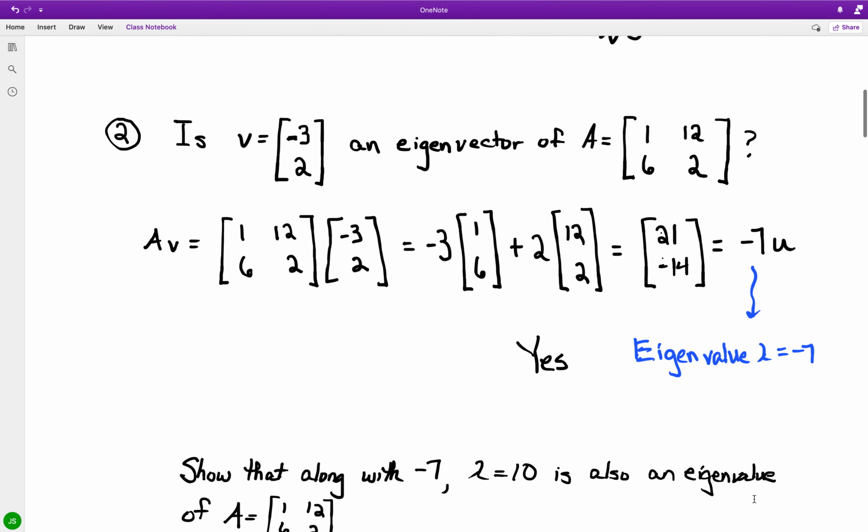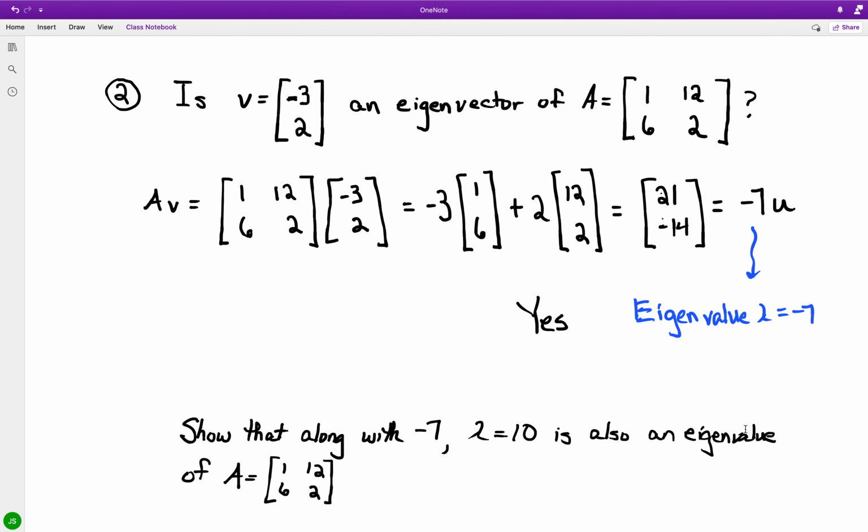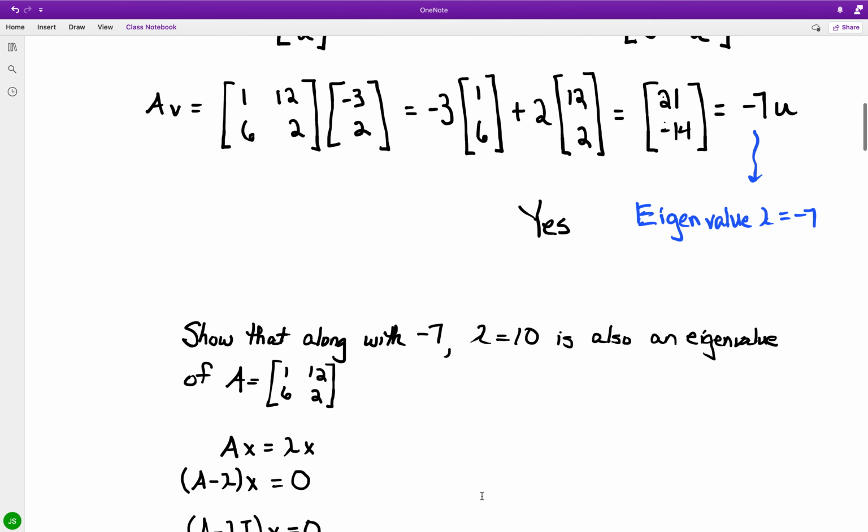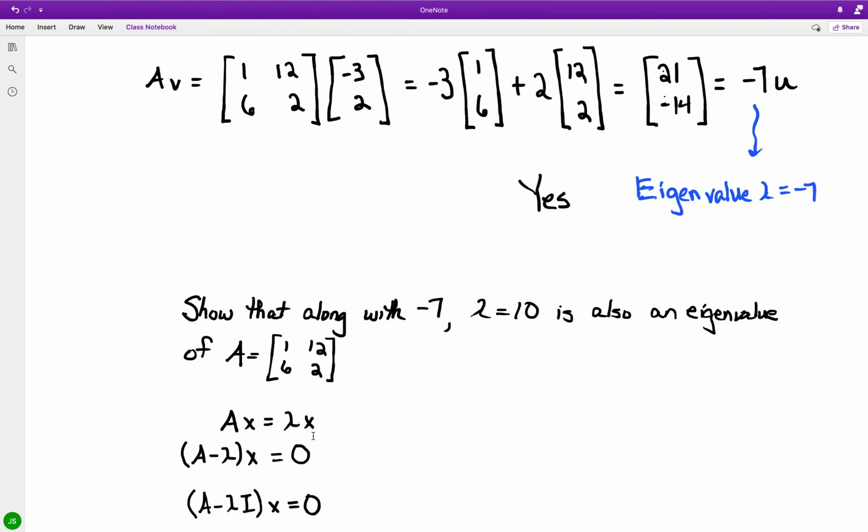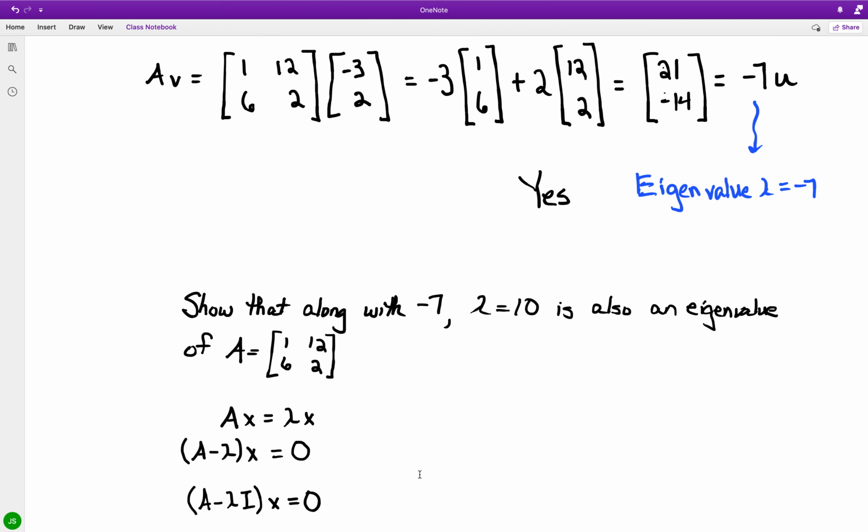Now, for this particular matrix A, negative 7 is an eigenvalue. But let's say that 10 is going to be another eigenvalue in its own right. We want to show that along with negative 7, 10 is also an eigenvalue of the same coefficient matrix A. Testing it out, we have A times x is equal to lambda times x. If I combine x terms, I have A minus lambda times x is equal to 0. Now, considering that I refers to the identity, A minus lambda can be rewritten as A minus lambda times I.